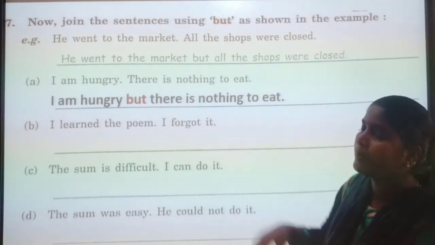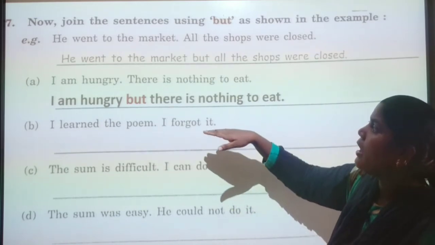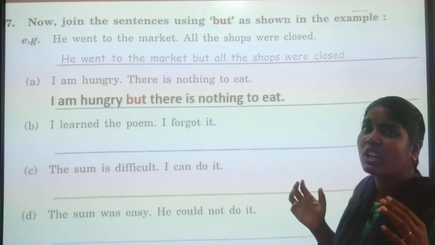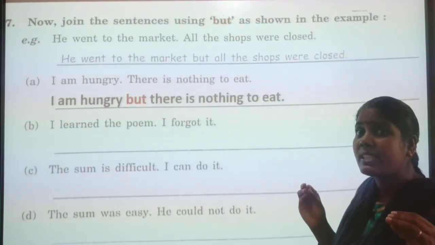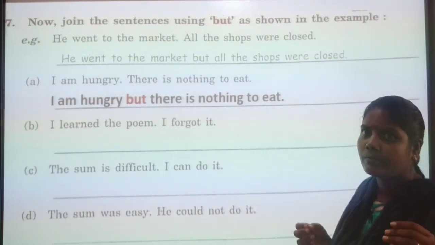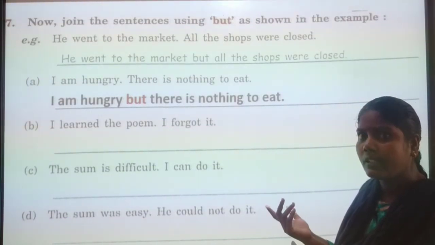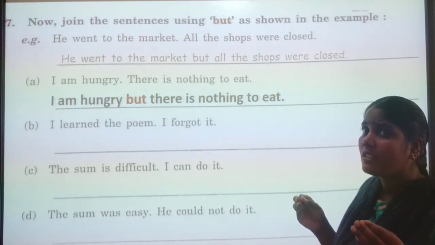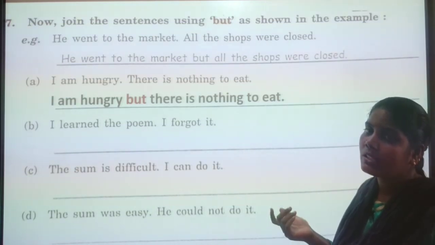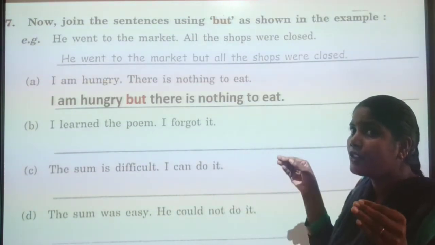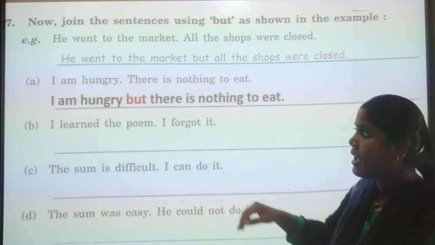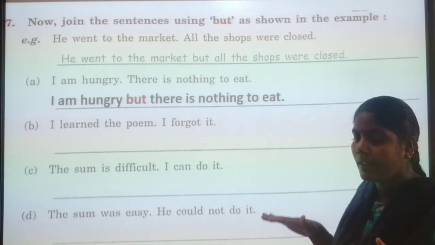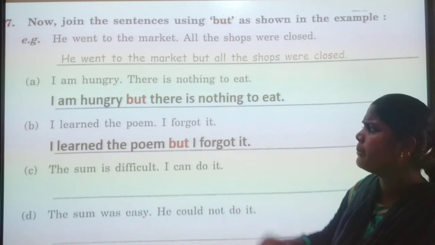I learned the poem. I forgot it. Something is not understood, no? Something is missing there. Something is missing in between the sentences. I learned the poem. I forgot it. So in this sentence, we have to use the conjunction. I learned the poem, but I forgot it. Now the sentence is fulfilled.